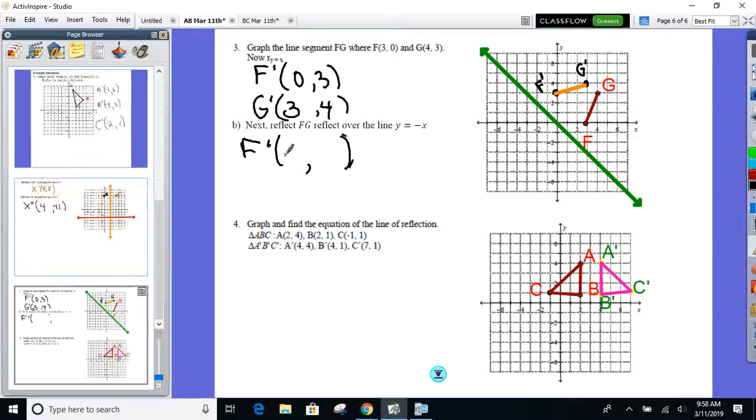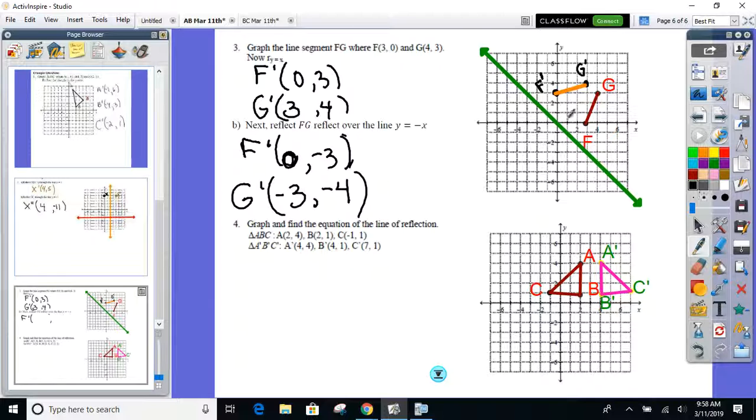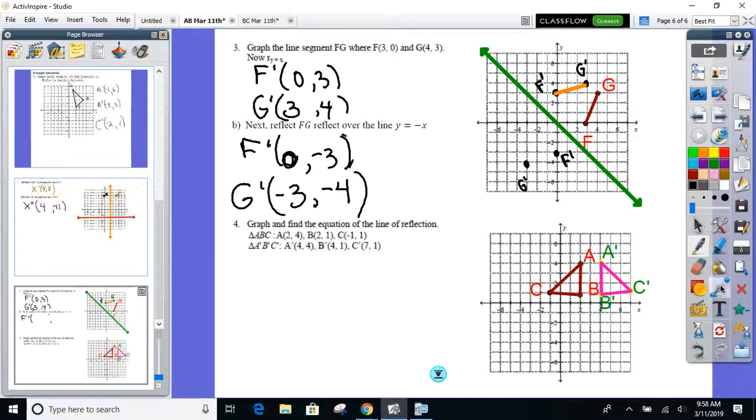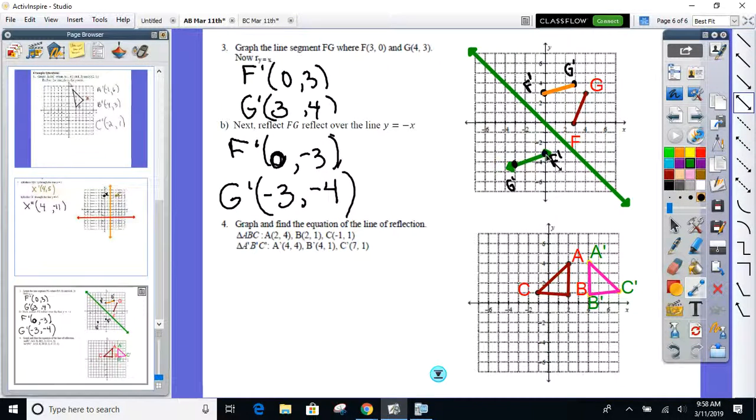0, -3. And what would 4, 3 become? -3, -4. So maybe we were right, Caleb. Now that I look at that again. And then go ahead before we end it. 1, 2, 3, F prime, G prime, 1, 2, 3, 1, 2. And there it is.